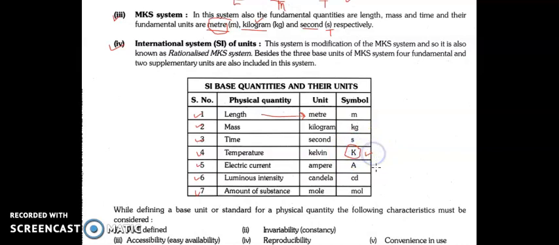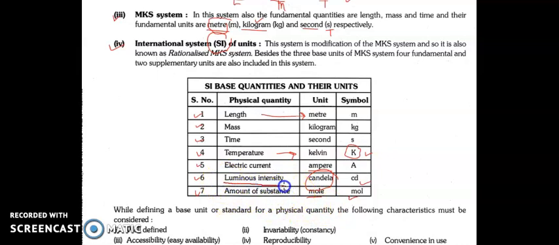We need to take care of this thing: normally temperature is measured in degrees Celsius, but as far as the standard units or SI units are concerned, the temperature is to be measured in Kelvin. Electric current is measured in ampere, this we already know. Luminous intensity is measured in candela, represented as CD, and amount of substance is measured in mole. This you have learnt in your chemistry as well. 1 mole of substance means 1 Avogadro number, and Avogadro number has the value 6.022 into 10 raised to 23. You have learnt a part of it in your class 9th as well.